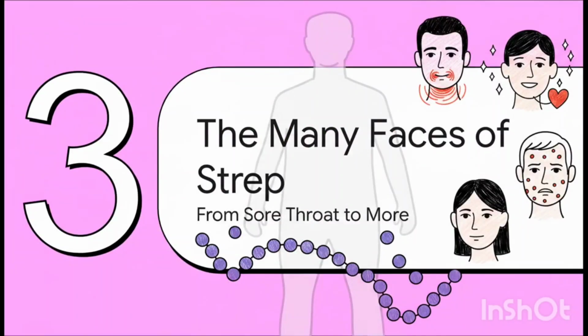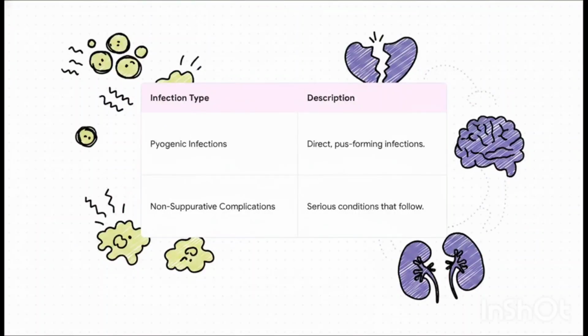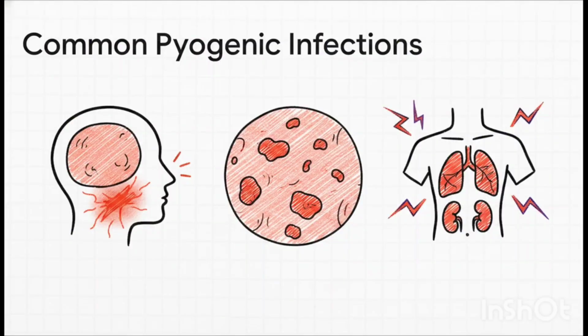Okay, so we know how to spot strep in a lab, but what kind of trouble does it actually cause inside the human body? Well, it turns out this bacterium has a lot of different faces. The illnesses it causes usually fall into two main categories. First, you have the pyogenic infections. These are the direct, on-the-spot, pus-forming infections right where the bacteria gets in. And then, you've got the non-suppurative complications, which are more serious conditions that can actually show up after the initial infection is gone. So let's look at those direct infections first.